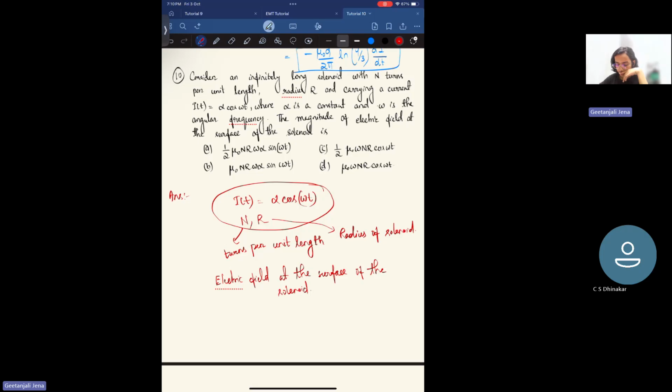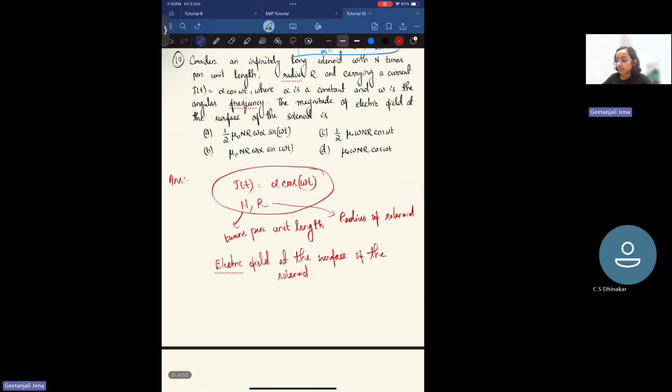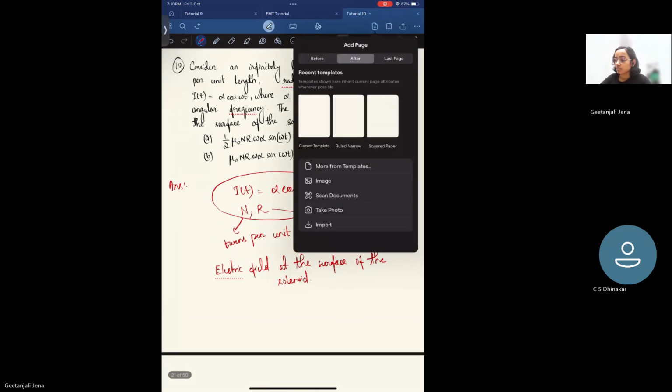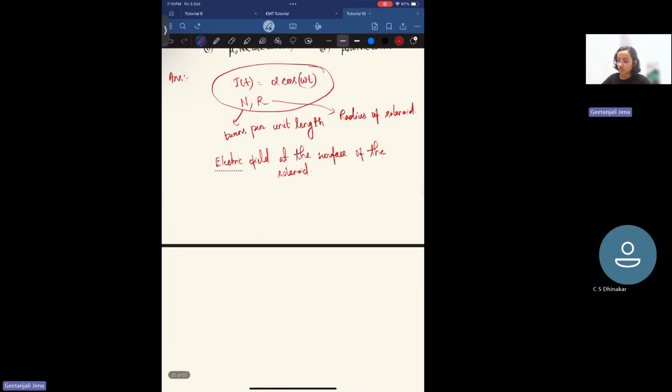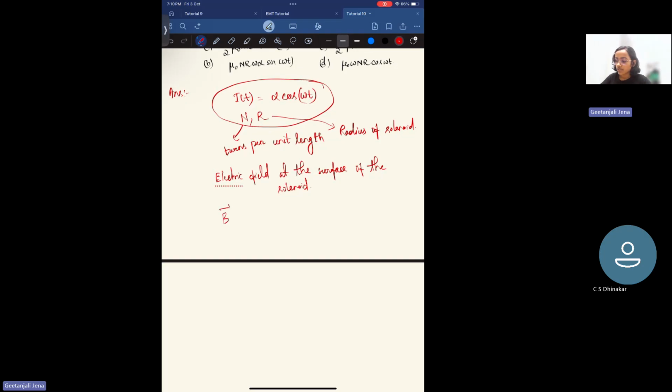Option A, let me see. Okay, I think it's correct. Let us see the steps now. So I think you have started with the magnetic field of a solenoid, which is nothing but mu naught n I in the z direction, and it is zero outside.